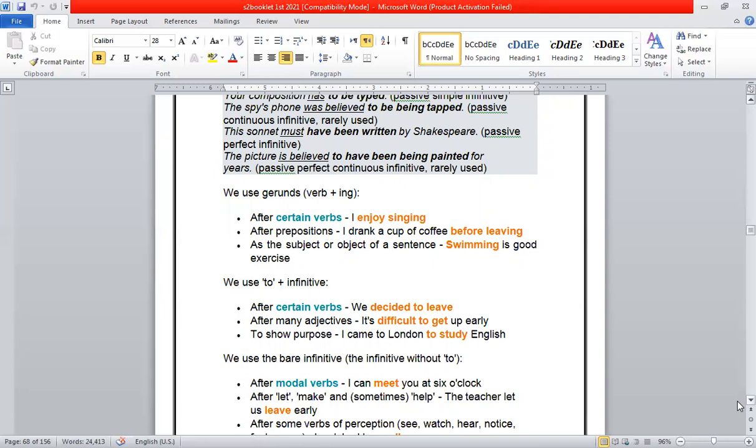We use to plus infinitive. When we use to plus infinitive, it is after certain verbs as well. Enjoy is followed by ing, and a verb like decide is followed by infinitive. Decide to, all the time. We decided to leave. We can never say we decided leaving.